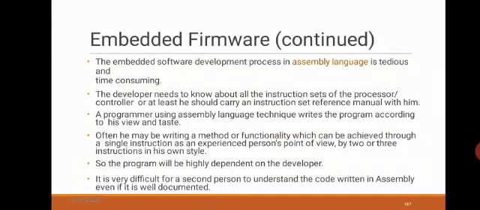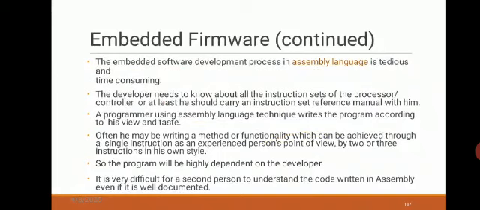A programmer using assembly level language writes the program according to his view and taste. Often he may be writing a method or functionality which an experienced person could achieve through a single instruction, but in his own style he uses two or three instructions. To understand the program or to make it more readable, sometimes the programmer uses two instructions instead of one. So it depends upon the developer, and the program will be highly dependent on the developer.